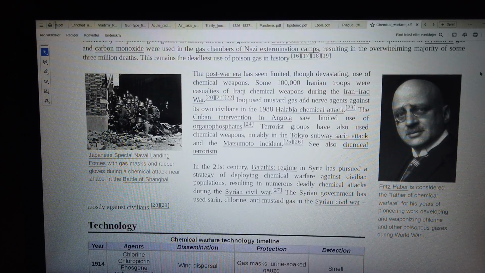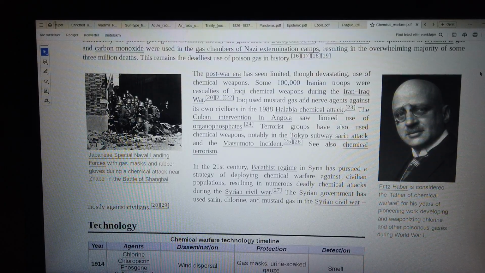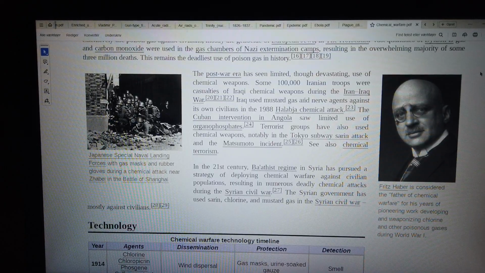The post-war era has seen limited, though devastating, use of chemical weapons. Some 100,000 Iranian troops were casualties of Iraqi chemical weapons during the Iran-Iraq War. Iraq used mustard gas and nerve agents against its own civilians in the 1988 Halabja chemical attack.